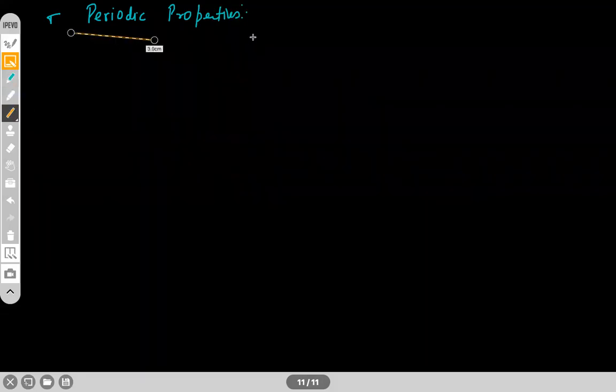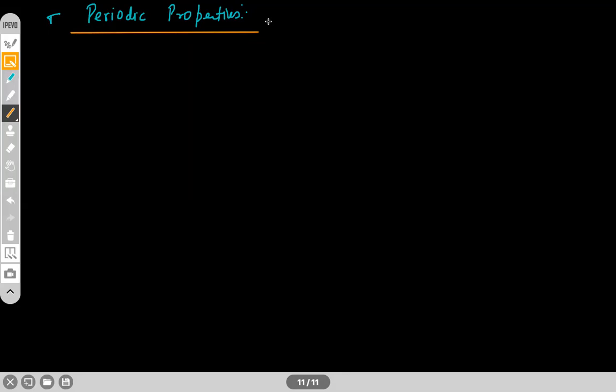The chapter we are going to start with is periodic properties. So I was talking about electronegativity. Remember, we have used the term electronegativity in organic. So those kinds of terms we are going to understand here in this chapter: what is the term, what is the application, and other things, correct?